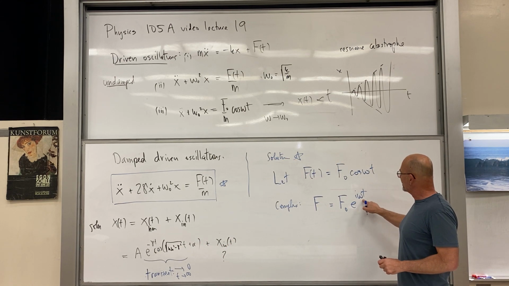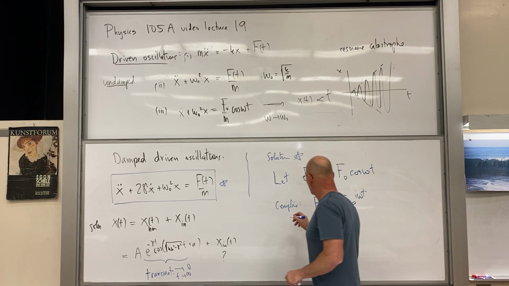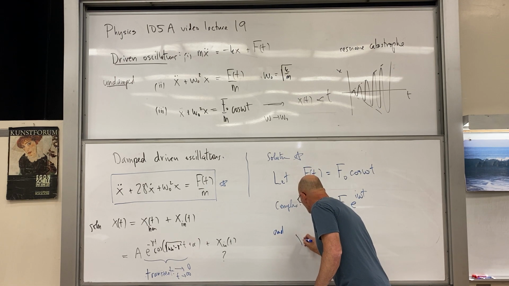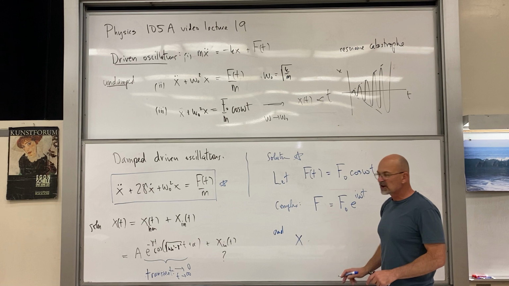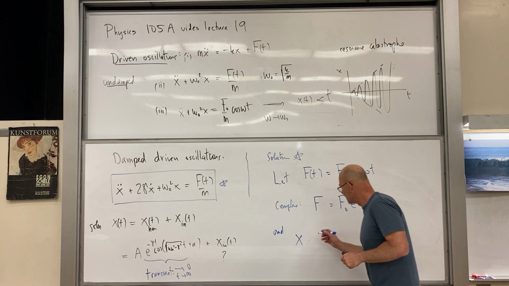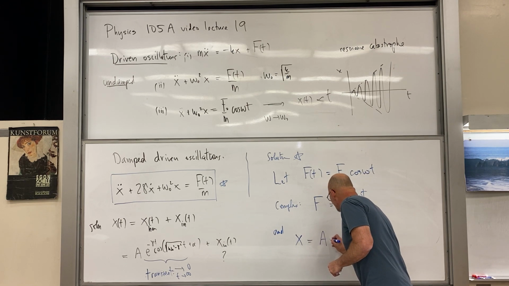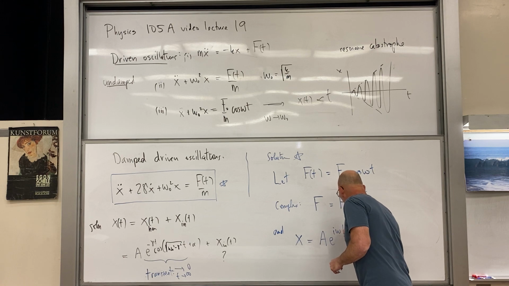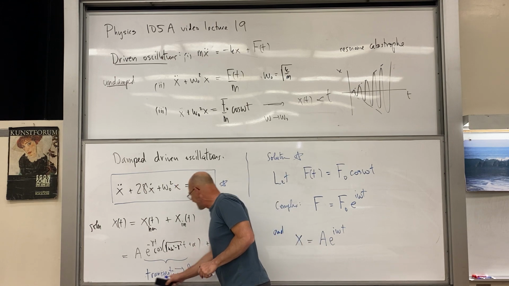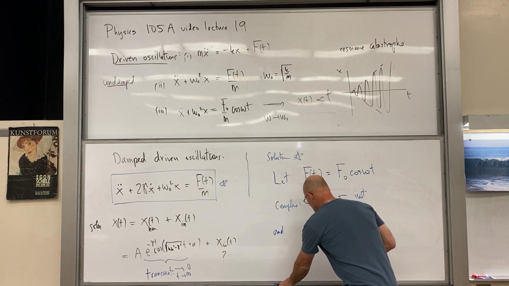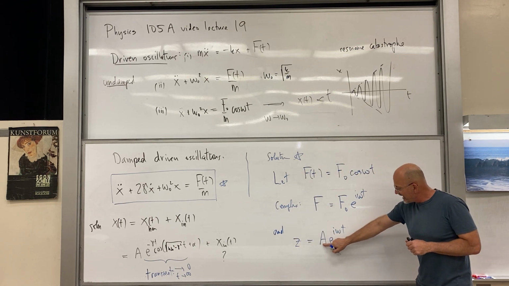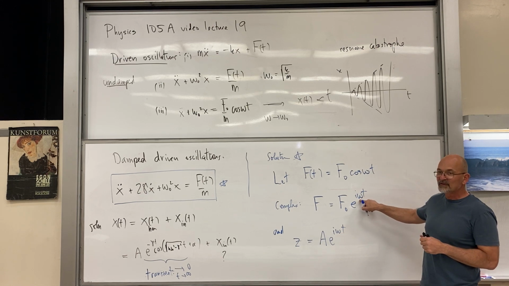So we're going to take this into here, and our x now, which is also complex, I'm not going to call it z, I'm just going to call it x. We'll take the real part later. It's going to be a e to the I omega t. Yeah, maybe we'll go ahead and call it z. Okay. So this time a is complex, but these two omegas are the same.